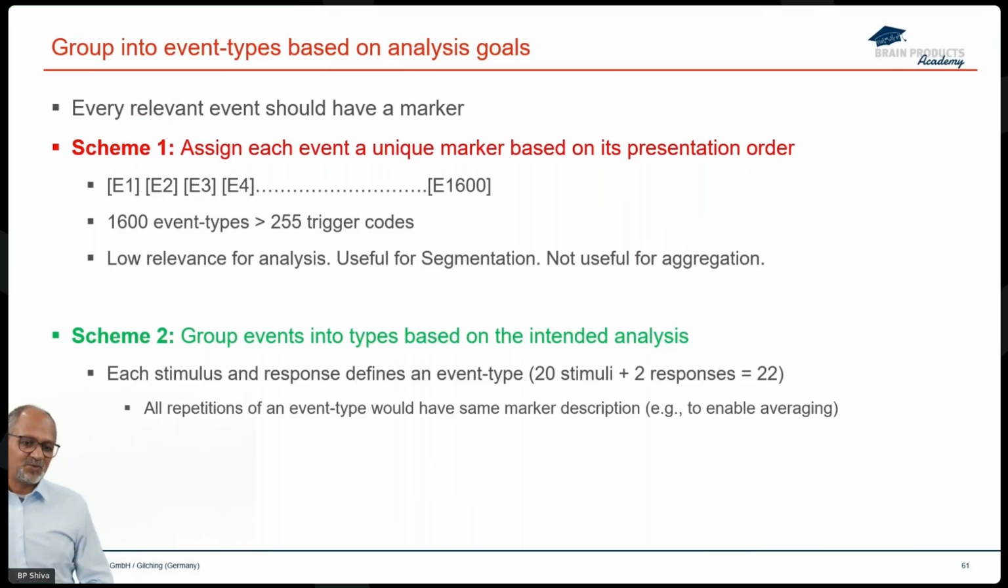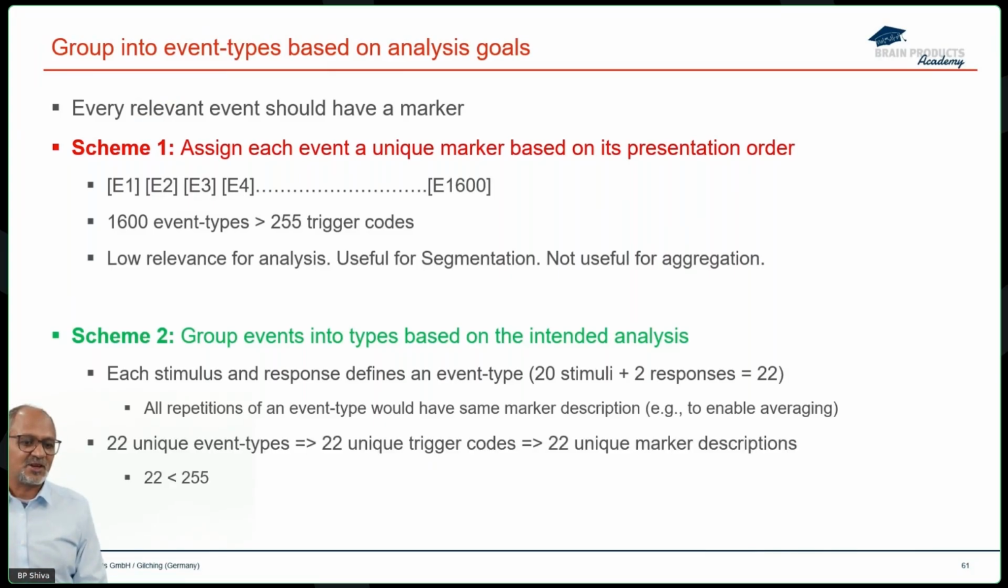And usually with an experiment design like the one we showed earlier, the goal is to group together stimuli and trial types of the same type in order to enable averaging. And in a sense, if we consider it from that standpoint, there are only 22 unique event types: 20 types of stimuli, 2 types of responses, and every repetition of these will get the same marker. So this allows them all to be aggregated together.